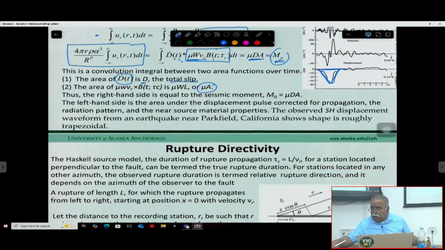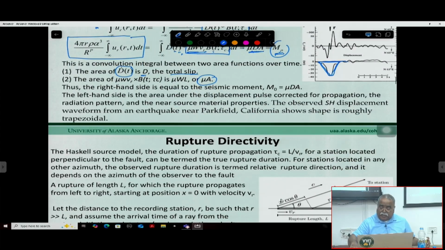Now, so this is one part, the rupture calculation. Then there is another part, the rupture directivity, in which direction the rupture is going. That is also an important thing to understand.